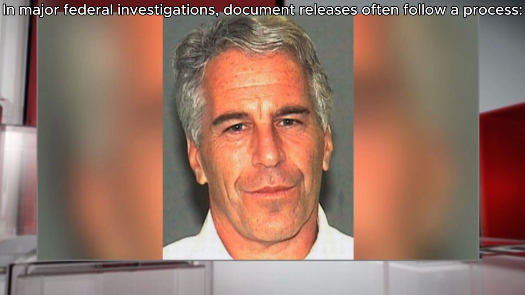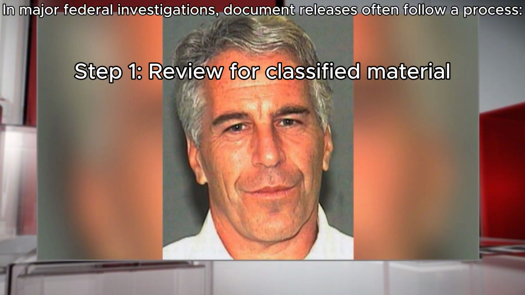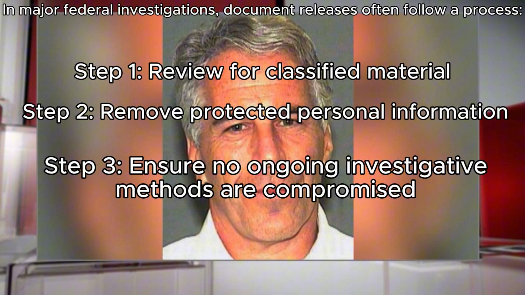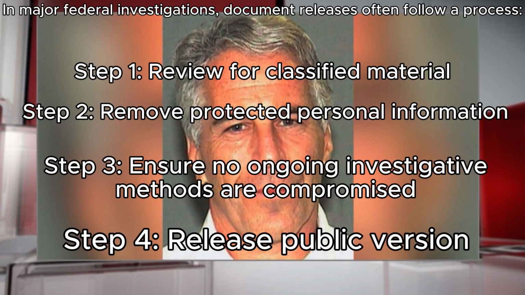Section 4. How document releases normally work in major federal investigations. Document releases often follow a process. Step 1. Review for classified material. Step 2. Remove protected personal information. Step 3. Ensure no ongoing investigative methods are compromised. Step 4. Release public version. This is standard in cases involving national security, organized crime, or sex trafficking.